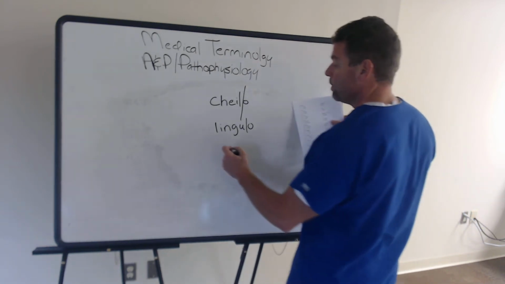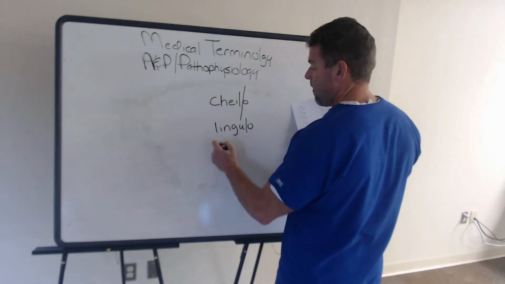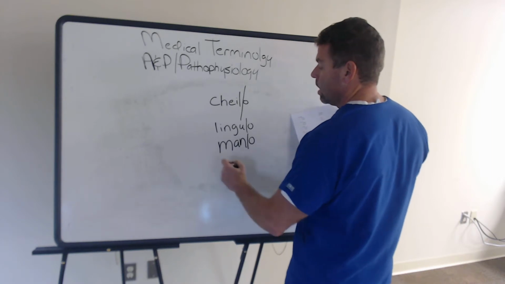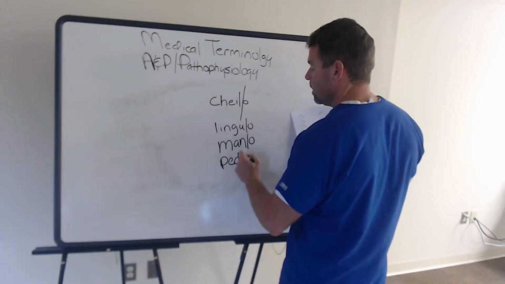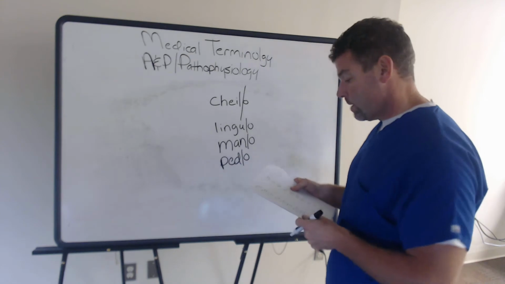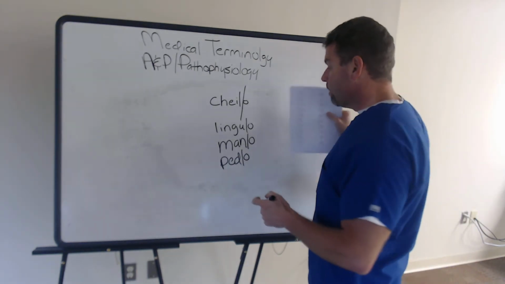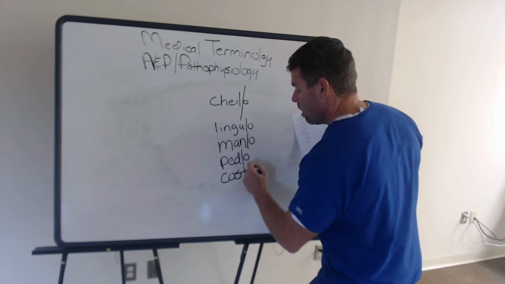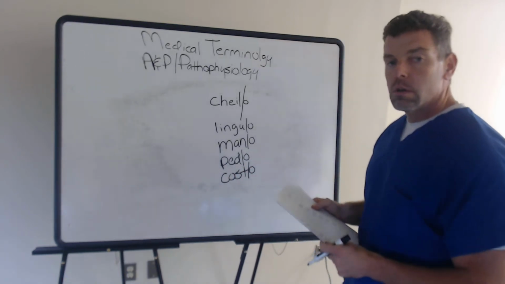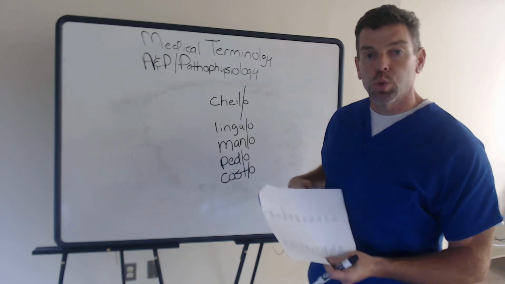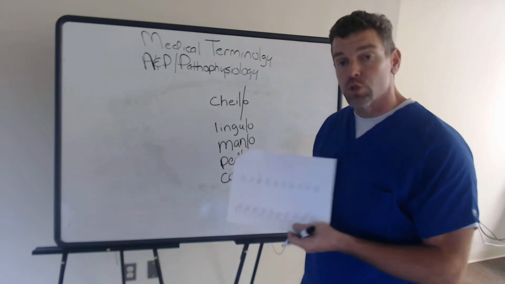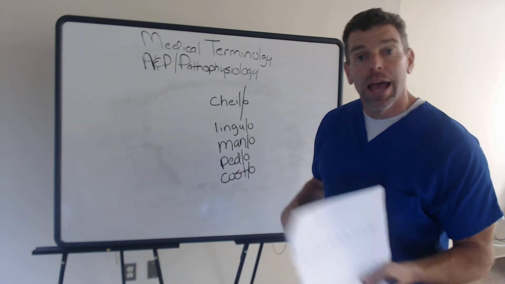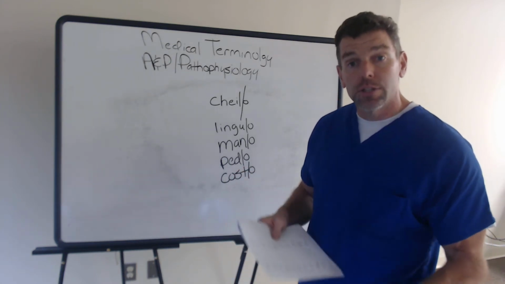A combining form that means hand is mano. A combining form that means foot is pedo, like pedestrian. A combining form that means rib is costo. The spaces between the ribs would be called the intercostal spaces. Inter means between, costo means rib, al means pertaining to. Intercostal.